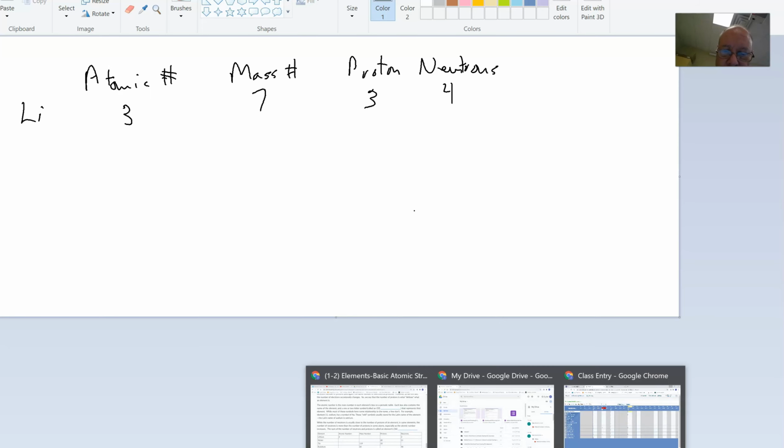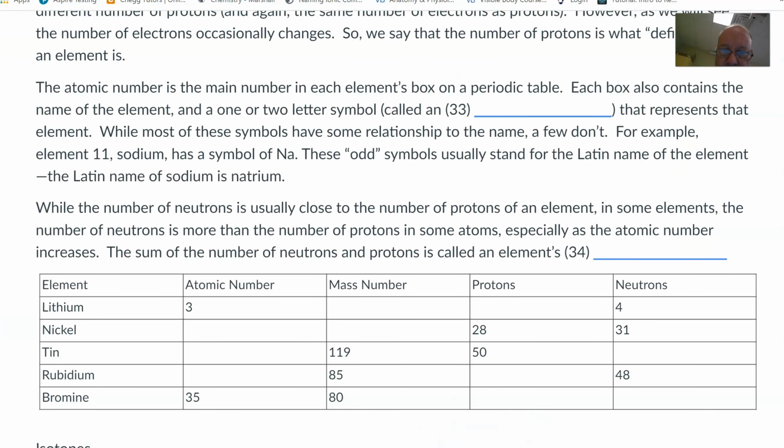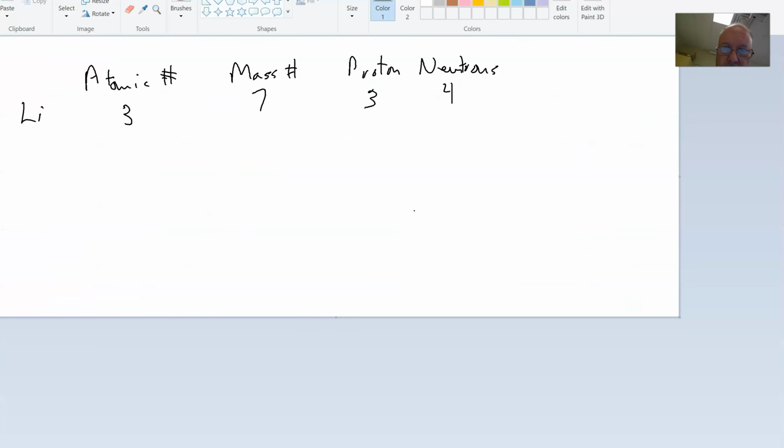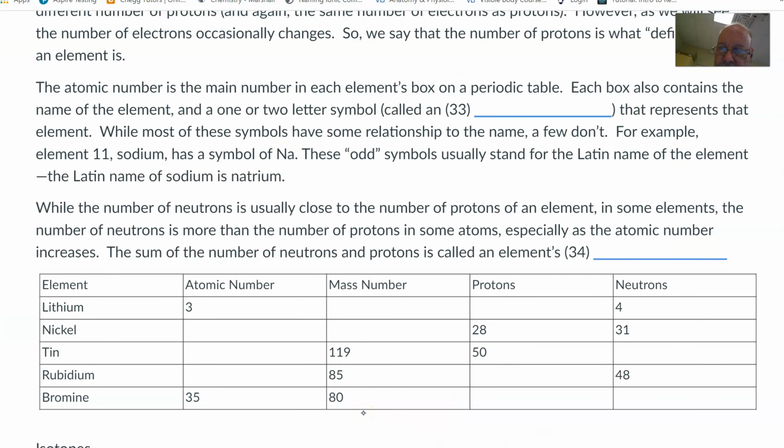Okay. Well, what if I have 28 protons and 31 neutrons? That would mean that I have 28 as an atomic number, and then also that I have 59 as a mass number. And that was element nickel.